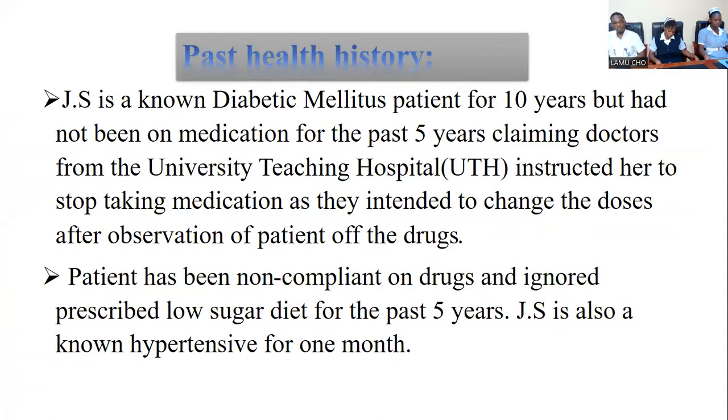Past health history: JS is a diabetes mellitus patient for 10 years, but had not been on medication for the past 5 years. She claims doctors from the University Teaching Hospital instructed her to stop taking medication as they intended to change the doses after observation of the patient off drugs. The patient has been non-compliant on drugs and did not follow a prescribed low sugar diet for 5 years. JS is also a hypertensive patient for 1 month.